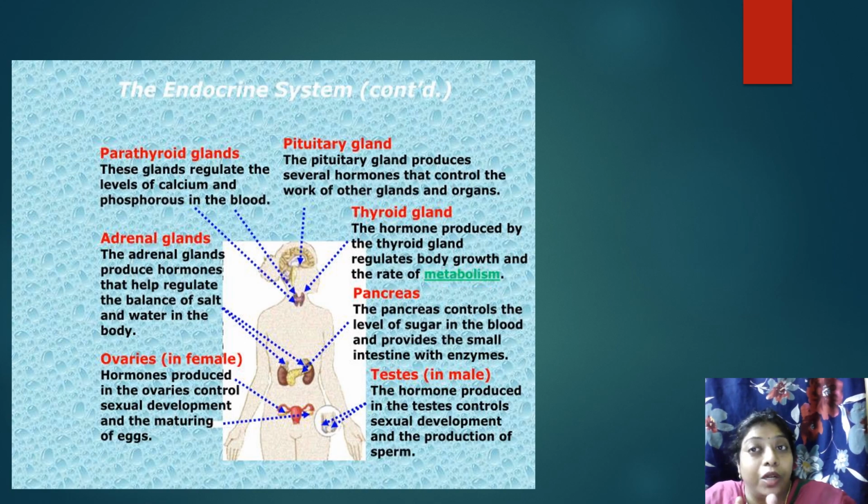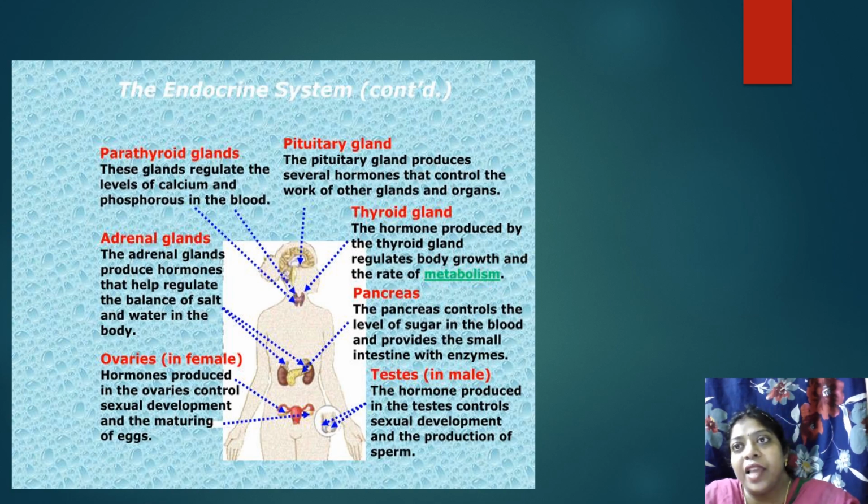So I hope you understood what a feedback mechanism is and what the types of feedback mechanism are. The feedback mechanism is of two types, the positive and the negative feedback mechanism. This is also one of the important questions in your board exams. So don't forget to learn this. It's very, very important.